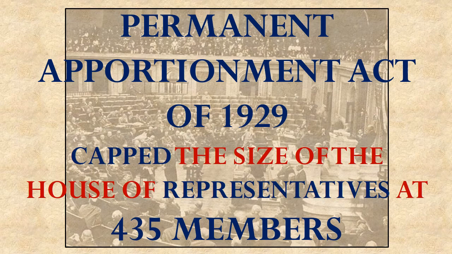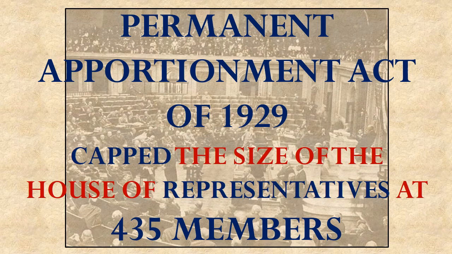Then in 1929, a law was passed called the Permanent Apportionment Act, which capped the size of the House of Representatives at 435 members. That's the size that the House had reached under the previous census that had been enforced. And so while it should have jumped up to around 480 some after the 1920 census, agreement couldn't be reached on doing it. And so eventually they decided to just cap the number at 435, and that's where it's been ever since.